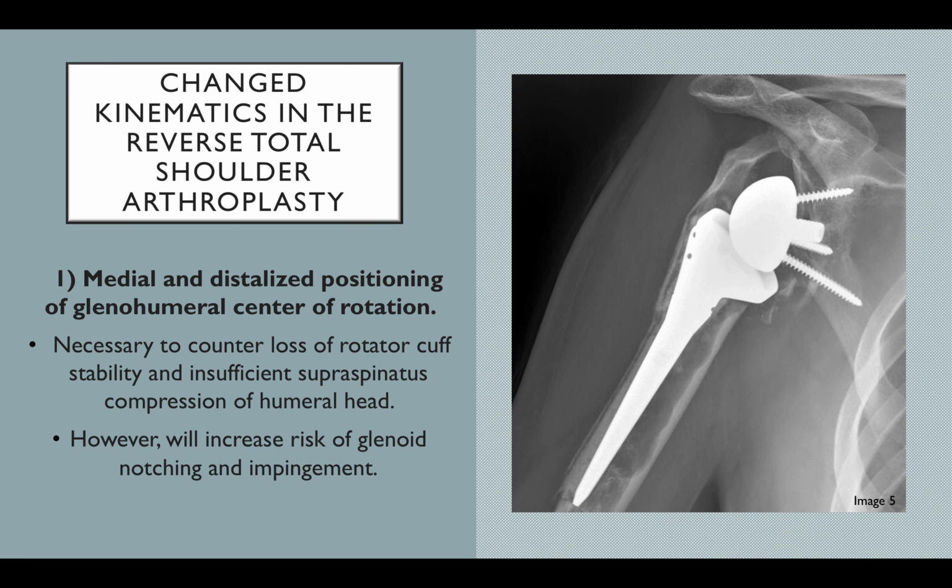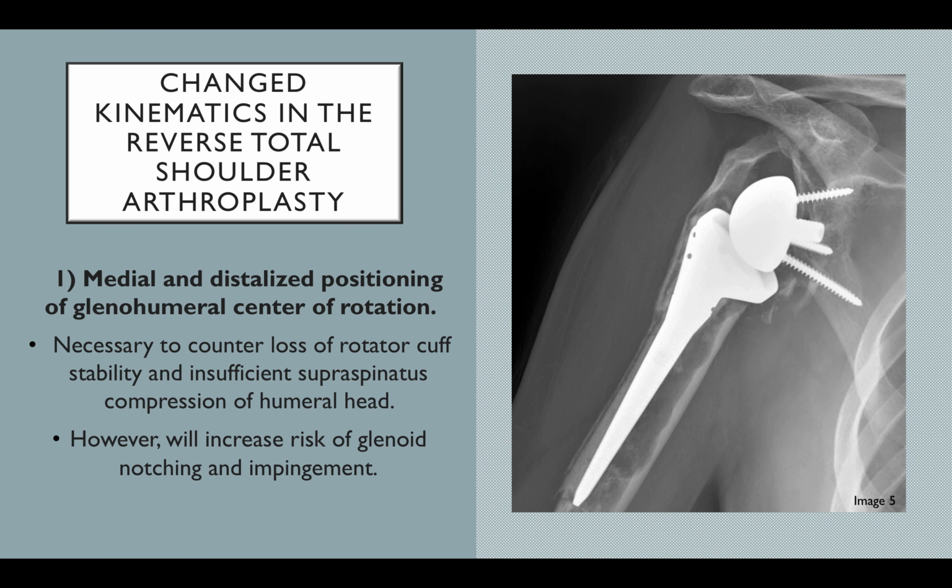In the normal shoulder, the intact rotator cuff provides anterior balance to the supraspinatus and posterior balance from the teres minor and infraspinatus to stabilize the glenohumeral head during elevation. But the RTSA has completely changed the kinematics of the normal shoulder. Starting with the medialized and distalized positioning of the glenohumeral center of rotation. The benefit of doing this is that it is necessary to counter the loss of rotator cuff stability and insufficient supraspinatus compression of the humeral head.